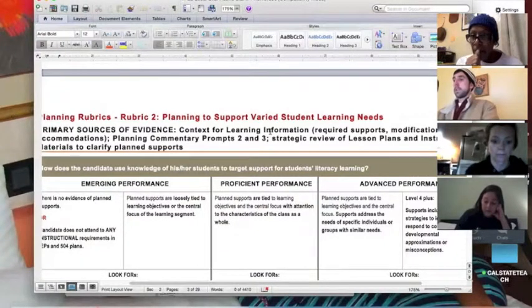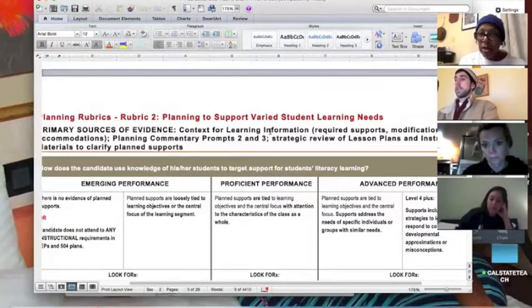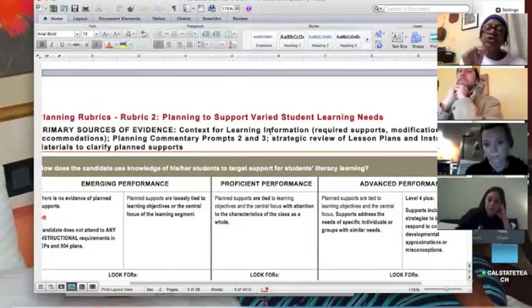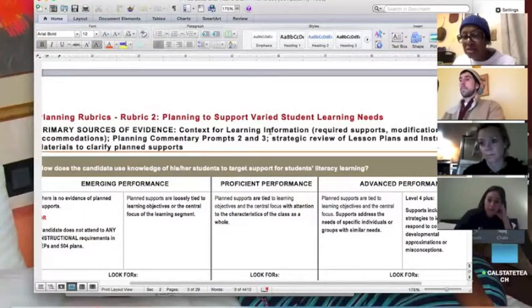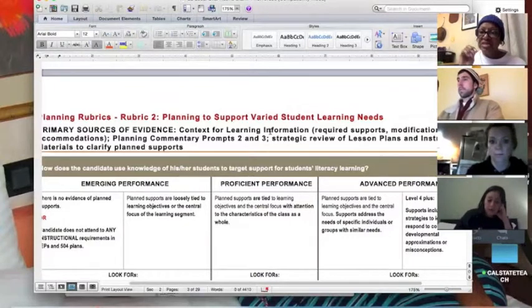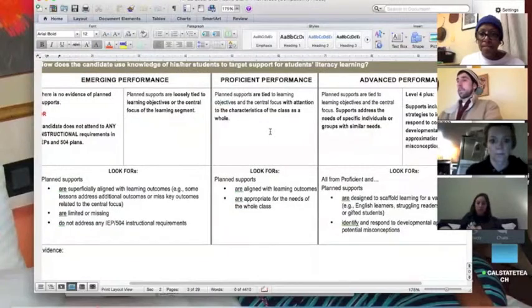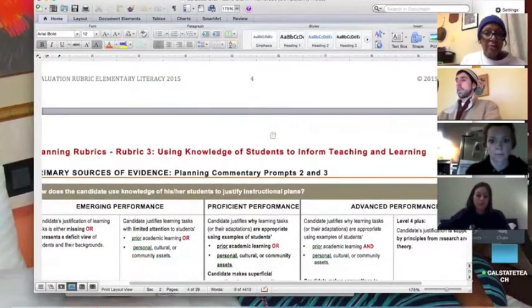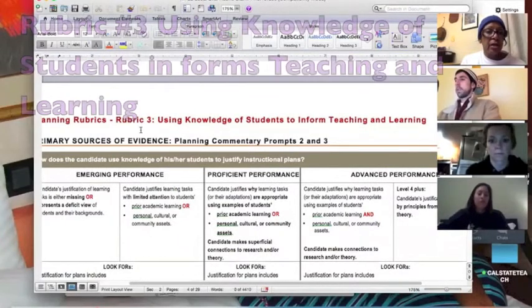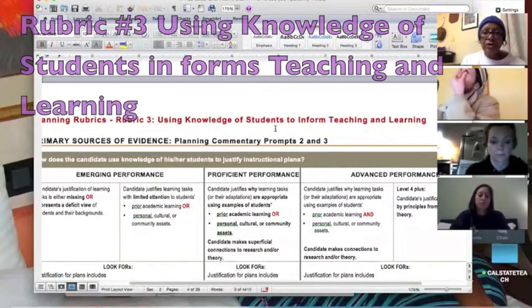Okay? It has to have more. The purpose has to be one that truly fits this lesson and not something you could drop in any lesson. That's the one thing she kept saying. They're looking for something specific to this lesson, to these kids. Then you get to the rubric on your planning, using knowledge of students to inform teaching and learning.